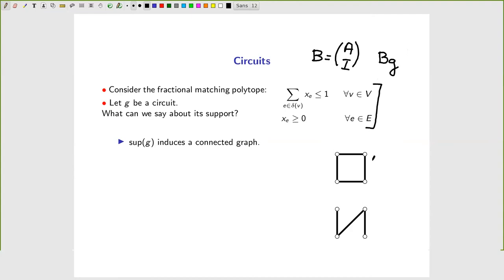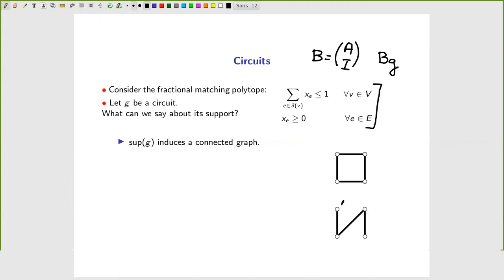Does anyone see how we could find that? First of all, since we have here the identity matrix, if I want a vector that has a smaller support with respect to my matrix B, I have to use only edges that are in this connected component. Because if my vector uses some other edge, then the support here is going to contain another edge. And so if I want a vector that has a smaller support, I only have to assign non-zero values to some of the edges in here.